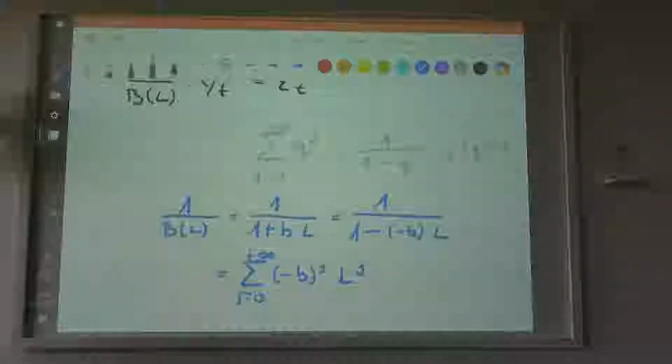So negative b to the power of j times L to the power of j is basically what you would get if you apply the Taylor series here as well. I'm not going to do this because we don't necessarily need it for this simple expression. But if you have a higher order moving average process, then you would automatically use that representation here. So that's not what I'm going to do here.